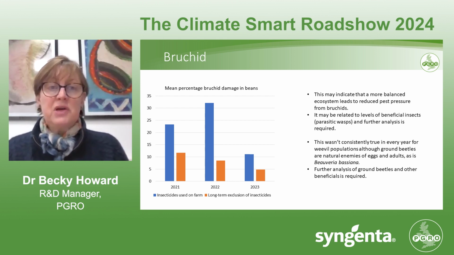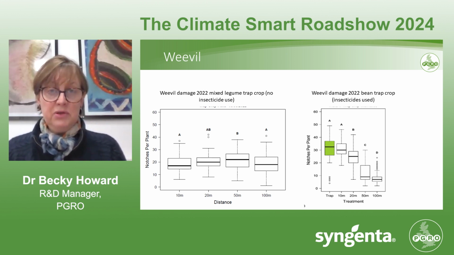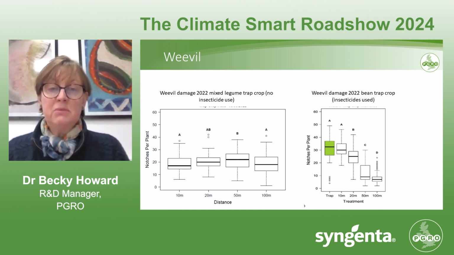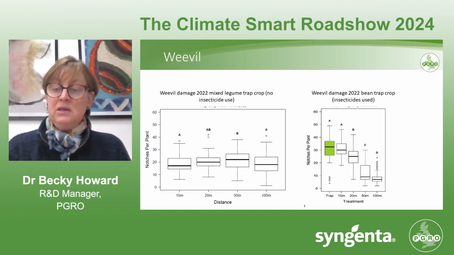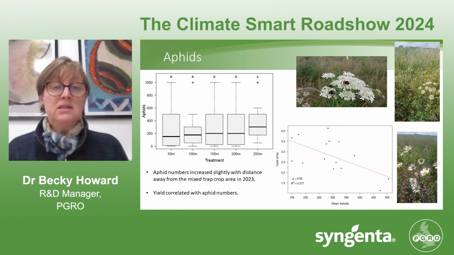The influence of the trap crop on weevil populations, we saw in 2 of the 3 years that where beans were used as the trap crop, there was an influence of the bean trap crop, in that we saw gradually declining levels of weevil damage across the field, and that was not the case for the mixed species trap crop with legumes in it. But there was no influence of the use of insecticides in terms of the level of weevil damage we saw.